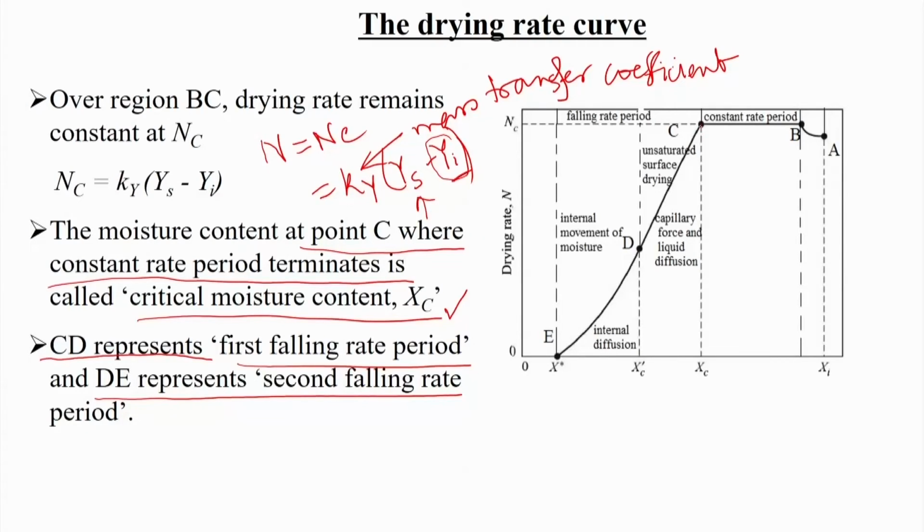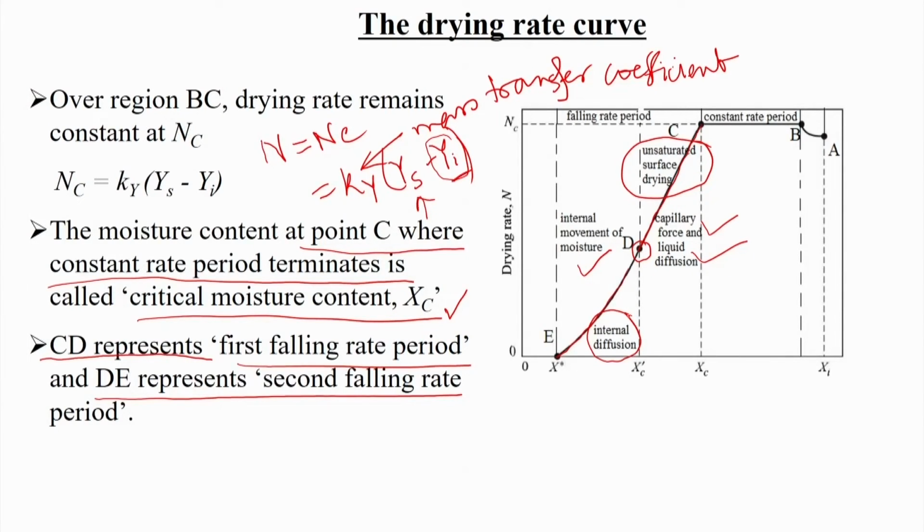In the first falling rate period, it is almost linear, that is unsaturated surface drying takes place. There, both capillary force and liquid diffusion take place simultaneously. But when it reaches point D, the moisture content inside the wet solid decreases, and from D to E, in the second falling rate period, only internal diffusion takes place, and due to this internal movement of moisture the drying rate decreases.